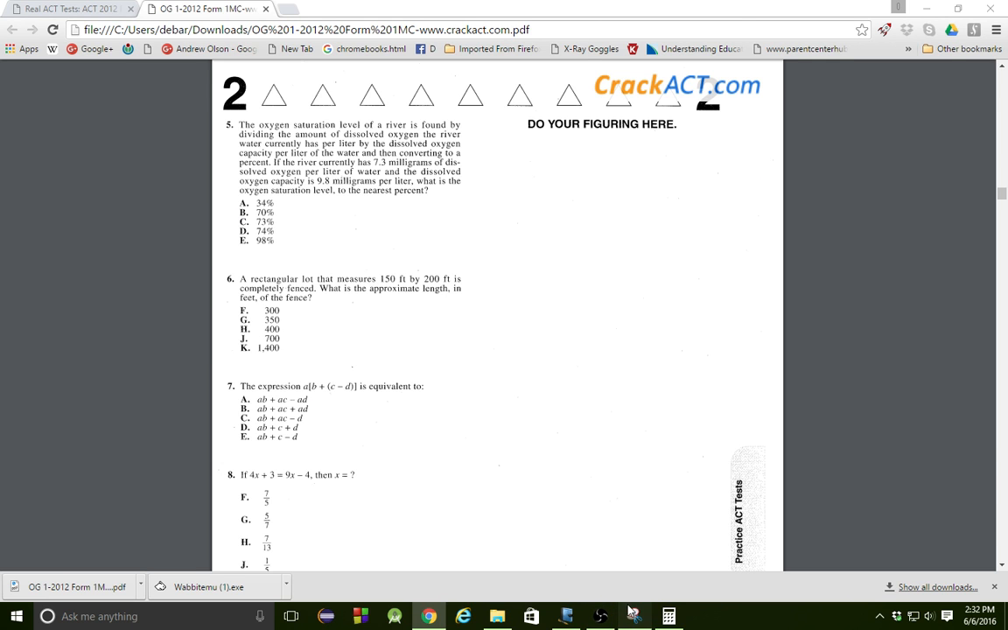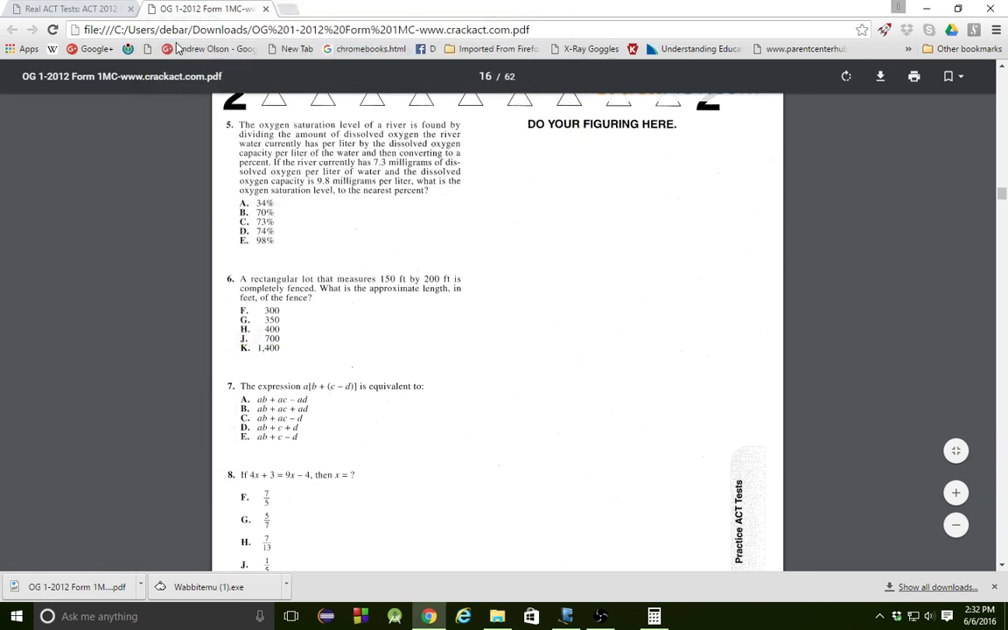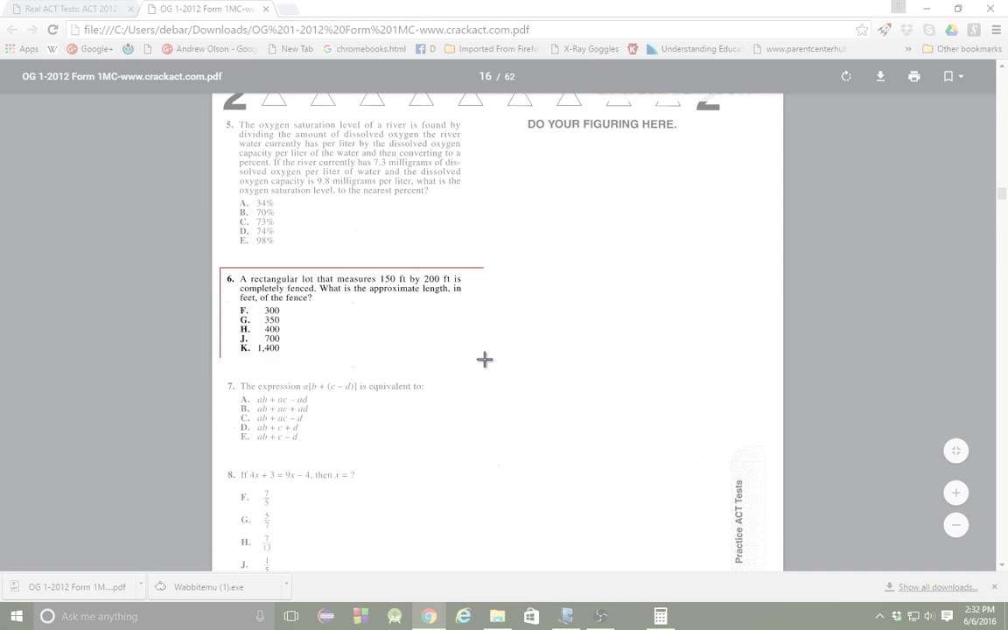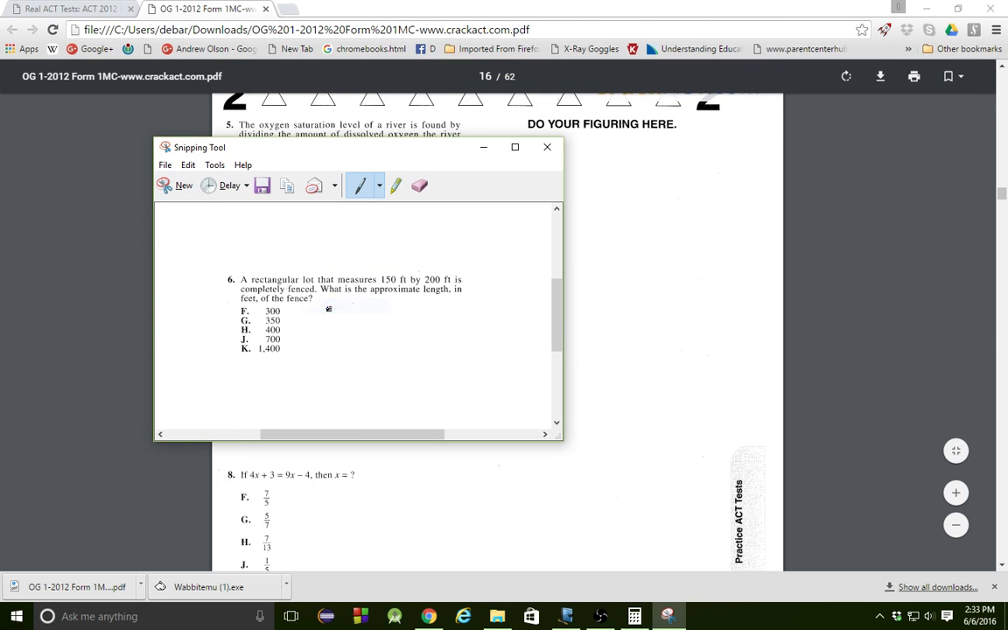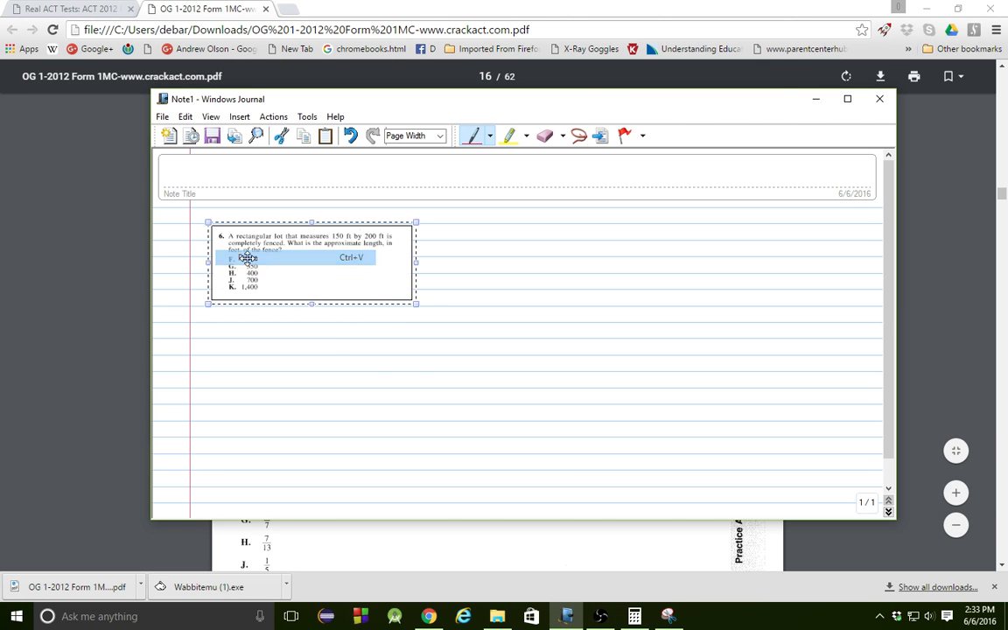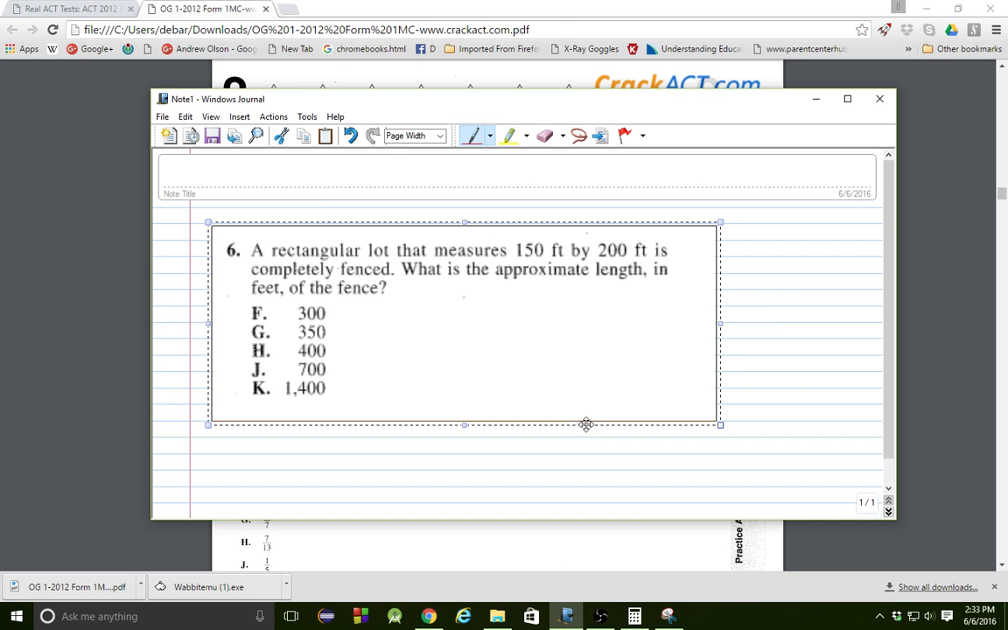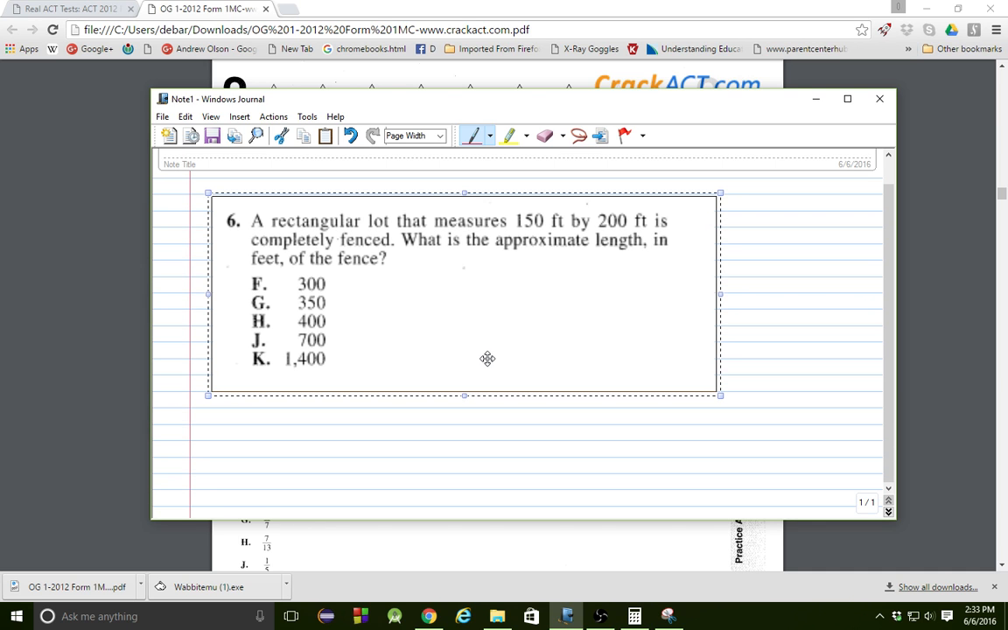So the next problem is here. A rectangular lot that measures 150 by 200 is completely fenced. What is the approximate length in feet of the fence? Okay, let's think about this. A rectangular lot is completely fenced, right?